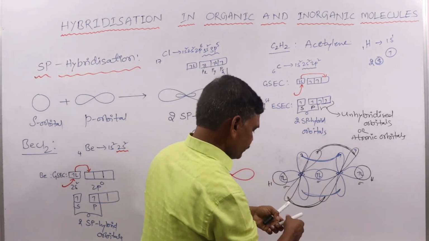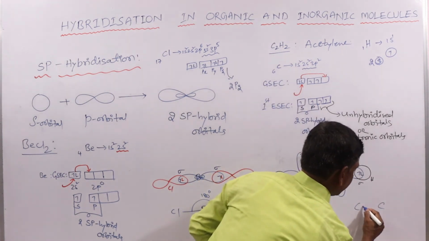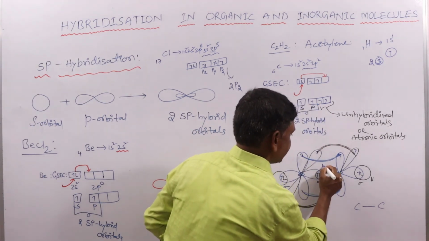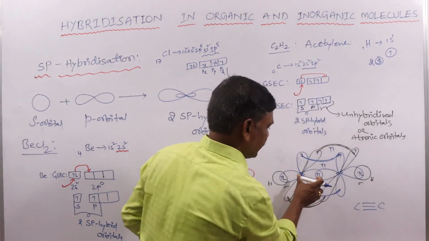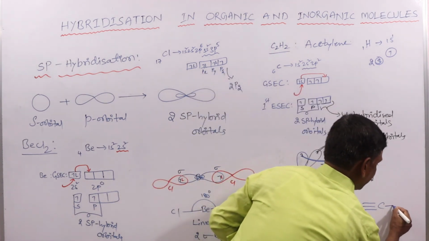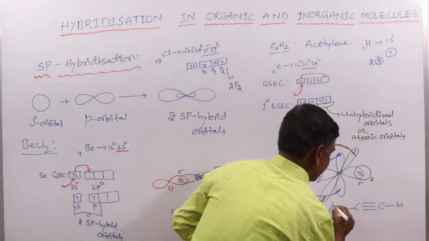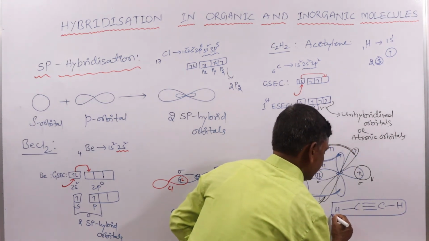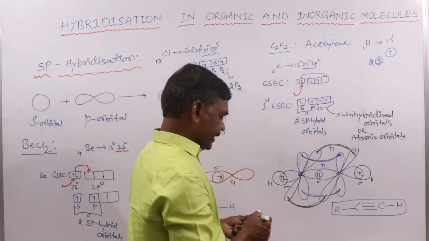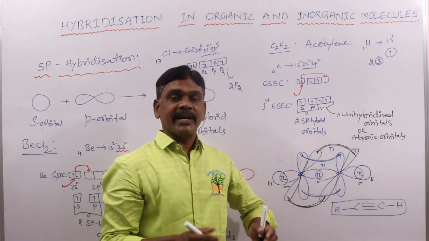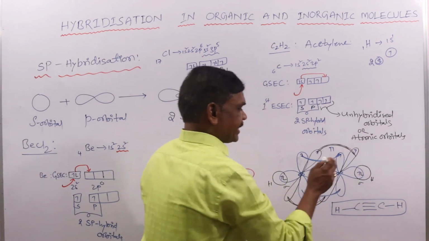So now here between two carbon atoms already one sigma bond is formed. So now how many pi bonds? This is the pi bond and this is also pi bond. So total 3 bonds are formed between two carbon atoms. Between carbon and hydrogen, how many? Single bond. Here also between carbon and hydrogen, single bond is formed. Okay, so what is the bond angle here? Bond angle is 180 degrees. And geometry? Linear geometry.